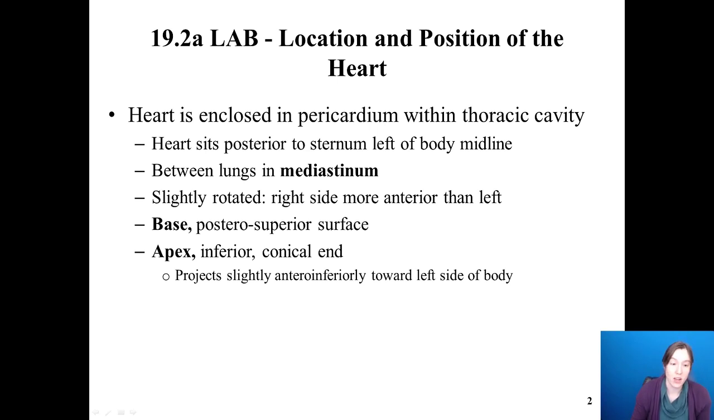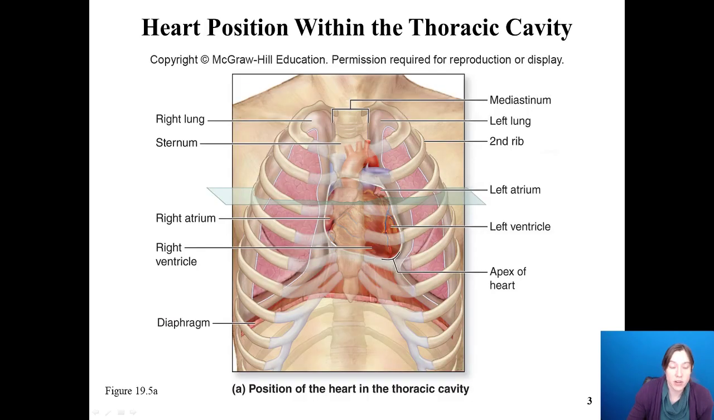We have the base, which is going to be, I know it makes little sense, but the base is kind of on top, the posterior anterior side, and then the apex right here is going to be more inferior. So as you can see, this is sort of where it is located in the mediastinum in between the two lungs. And we have the right atrium up here, the left atrium, and the right ventricle is much easier to see, and then the left ventricle is a little bit further back.